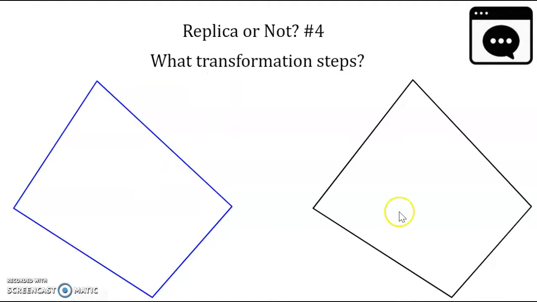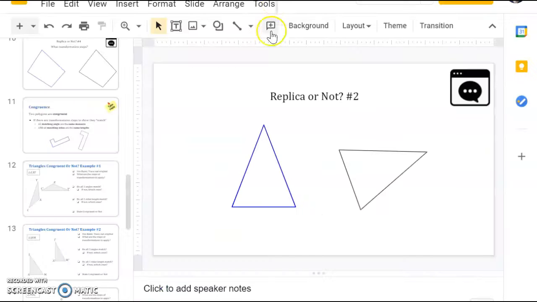So now this is Replica or Not number 4. Looking at the blue figure and the black figure, are they an exact copy of the other? Are they congruent? How do we know? Well, we can make a copy of this and move it right on top of each other, to see if all the side lengths and angle measures match up exactly.